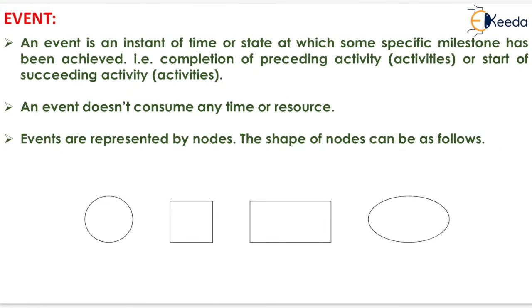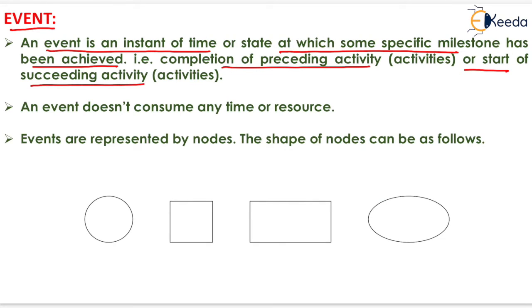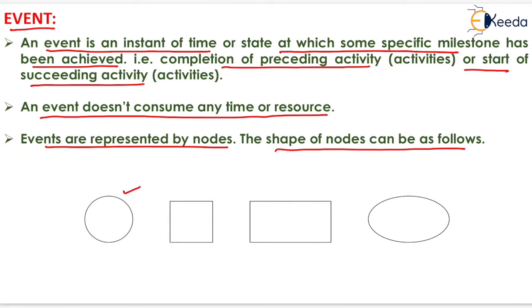The next element of network is event. An event is an instant of time or state at which some specific milestone has been achieved, that is completion of the preceding activity or start of the succeeding activity. It means that an event will always represent the starting of an activity or the completion of a particular activity. An event does not consume any time or resources. Events are represented by nodes. The shape of nodes can be as follows: circular, square, rectangular, oval.